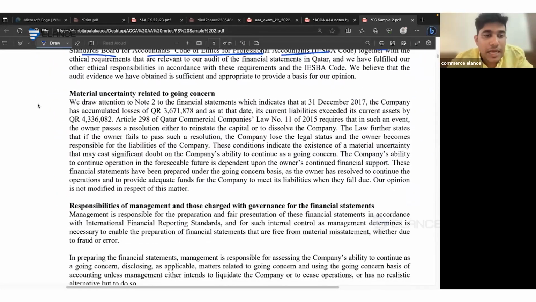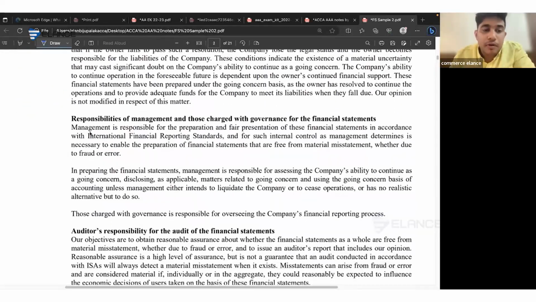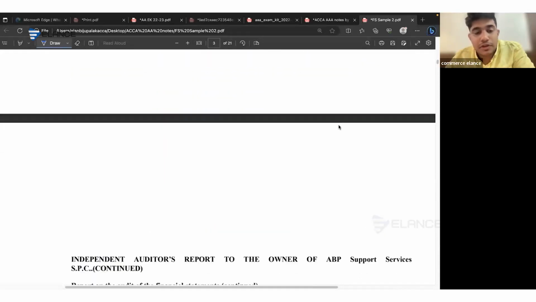Then you have to give the explanatory paragraph here, ensuring that they have met their requirements. Say, for example, if it's an emphasis of matter paragraph, you have to make sure that the matter is appropriately emphasized and appropriately presented and disclosed in the financials. Only then should you emphasize it. Then you need to provide the responsibilities of management and those charged with governance, and the responsibilities of the auditor.